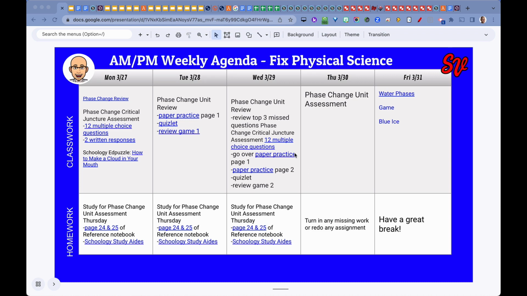This is a weekly update for Mr. Fix's science class for the week of March 31st. On Monday, we did a critical juncture assessment on the phase change unit.